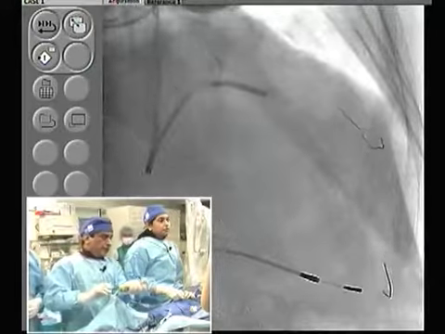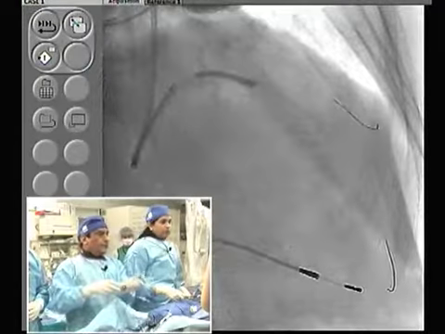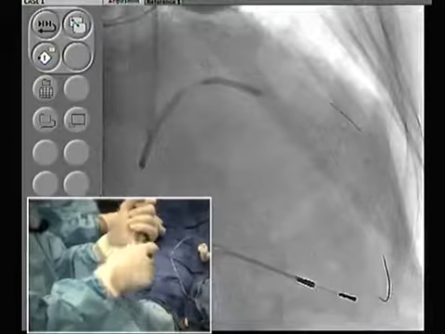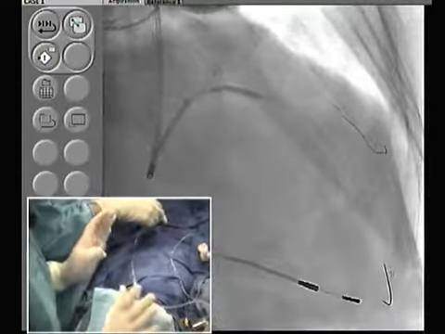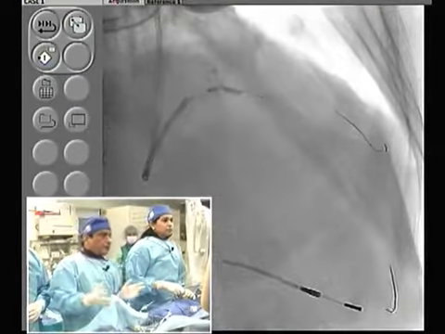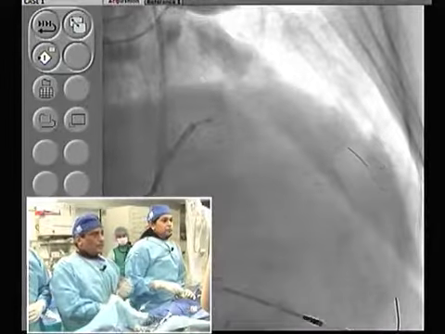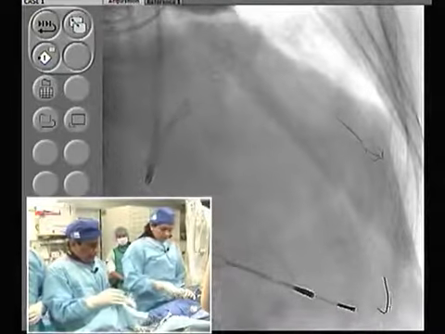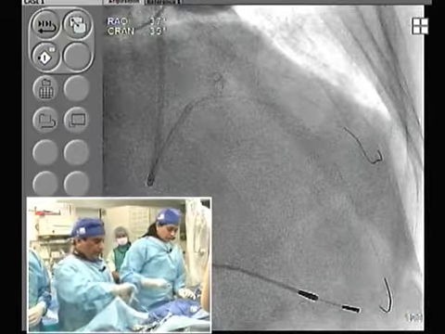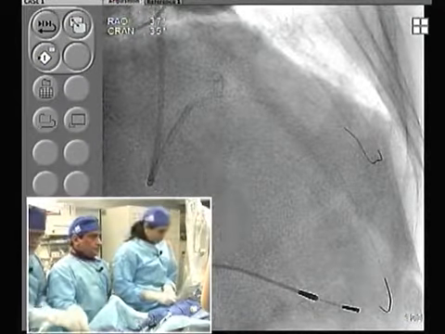Yeah, we actually have used a Runthrough in our LAD and the Fielder in the side diagonal. Those are our usual side branch wires. The workhorse wire in our lab is a Runthrough, and for some we still use BMW. The reason with the Runthrough is that it gives you moderate support and it's a little better than BMW in terms of one-to-one torque. So the Runthrough and the Fielder for the side branch.